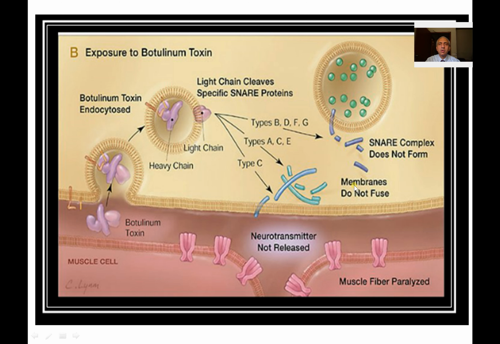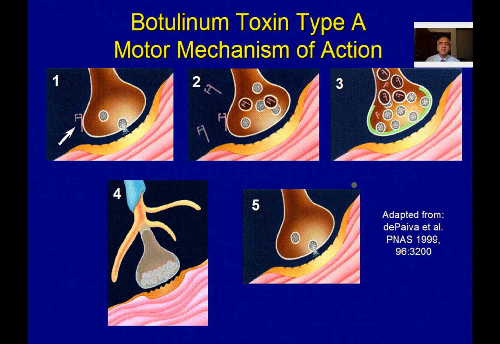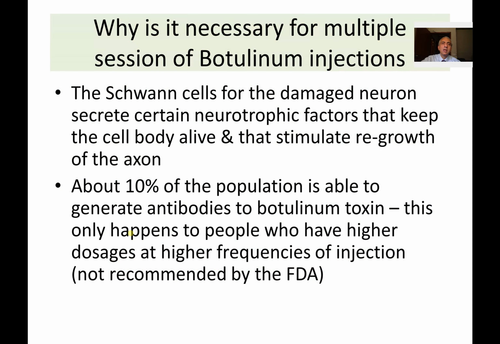There are various types of botulinum toxin: type A, B, C, D, E, G, F. And the one which we commonly use is botulinum A. So here you can see the botulinum toxin is present with a light and heavy chain, and the vesicles are prevented from being released into the neuromuscular junction so that acetylcholine is not available. And with time, actually, new nerve endings sprout so that the action of botulinum wears off.